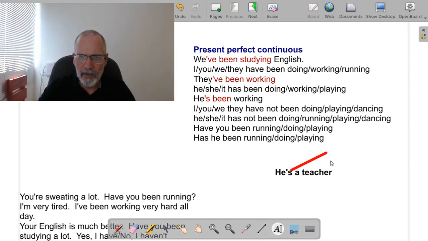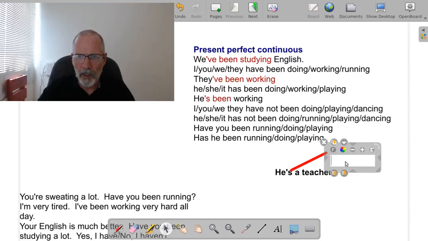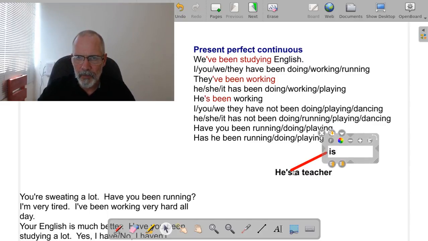Something happened with my whiteboard now. It's not. Yeah, he is. This contraction here is because this is followed by a noun. If it's followed by a noun or an adjective, we know that it's is.